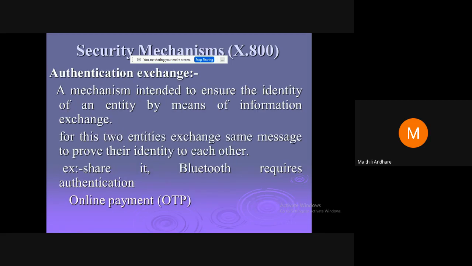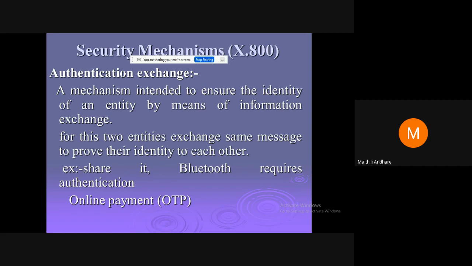Then basically in data, after data integrity there is authentication exchange. So we have to maintain the authentication by information exchange or by message exchange. This mechanism is intended to ensure the identity of the entity by means of information exchange. Means whether the sender is the sender, the receiver is the receiver, they are genuine, that is to be checked. By what means? By means of information exchange.